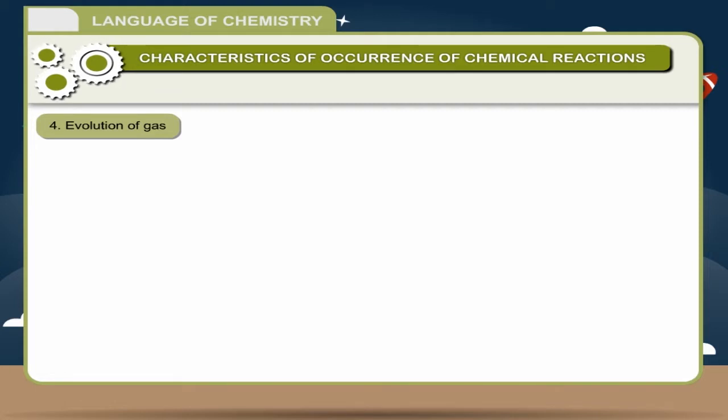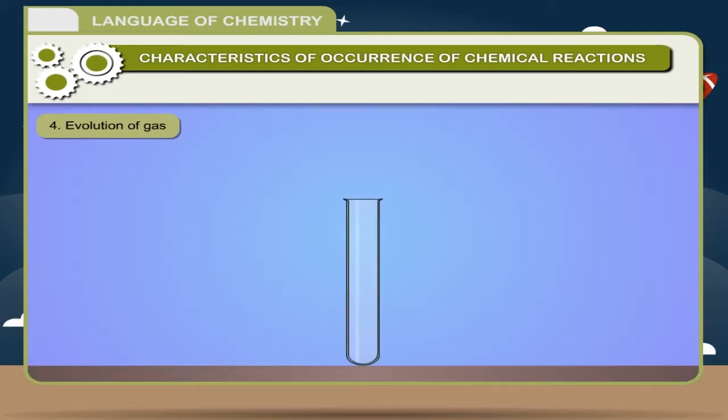4. Evolution of gas. Activity. During reaction, gas is evolved. Take calcium carbonate solution in a test tube. Add a few drops of dilute hydrochloric acid. You will see fumes of a gas. Take a burning matchstick at the mouth of the test tube. The flame of the matchstick will extinguish. The gas is carbon dioxide, which does not support burning.